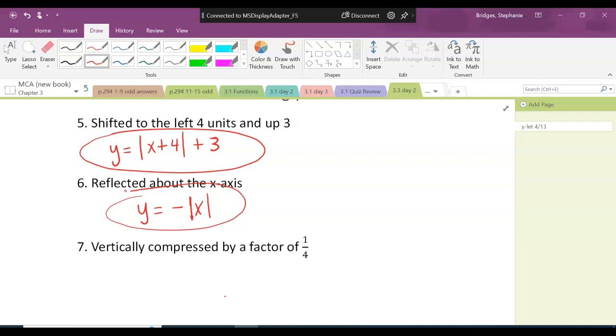Number 7, I want it to be compressed by a factor of 1/4. Okay, remember that number is just telling me whether it's a compression or a stretch. That number is going to get multiplied by my function. So it would be y equals, how do I multiply the absolute value of x times 1/4? How do I write that?